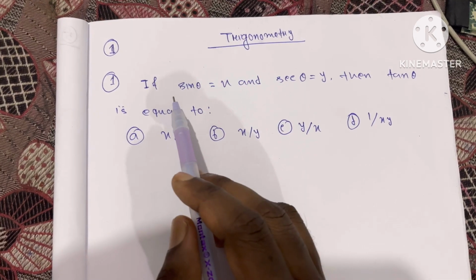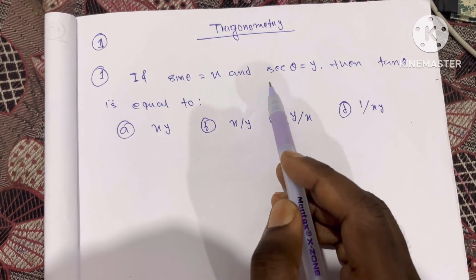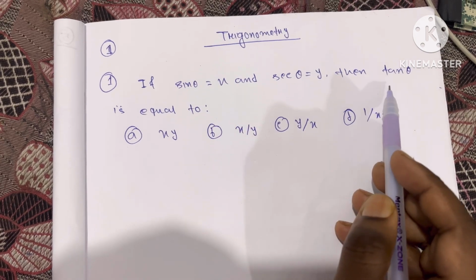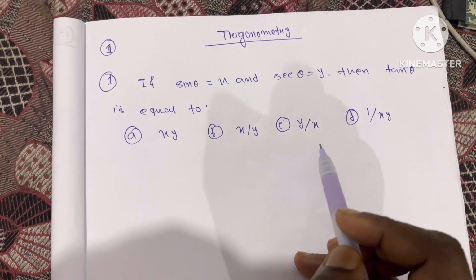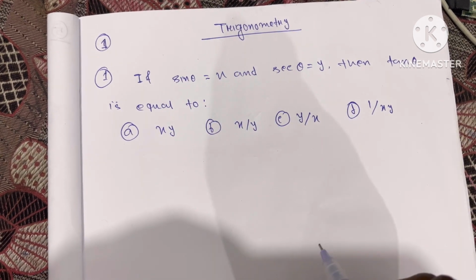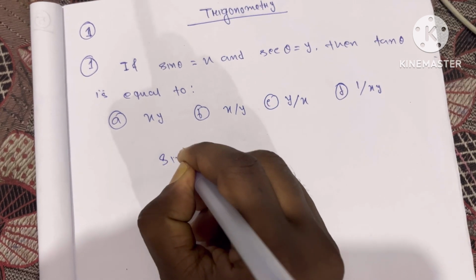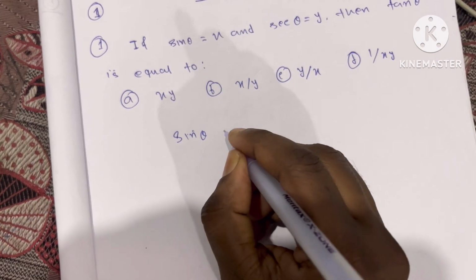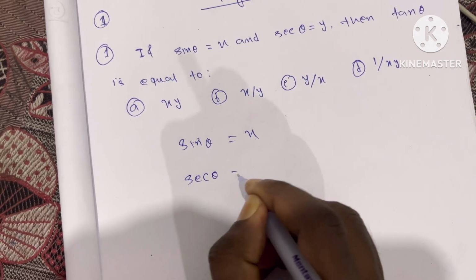So trigonometry, question number 1. If sin theta is equal to x and sec theta is equal to y, then tan theta is equal to: xy, x by y, y by x, or 1 by xy. So this is very simple. According to the question, the value of sin theta is given. Sin theta is equal to x.